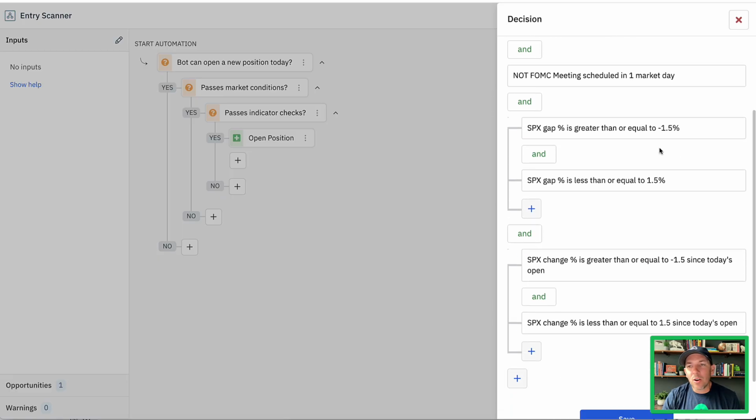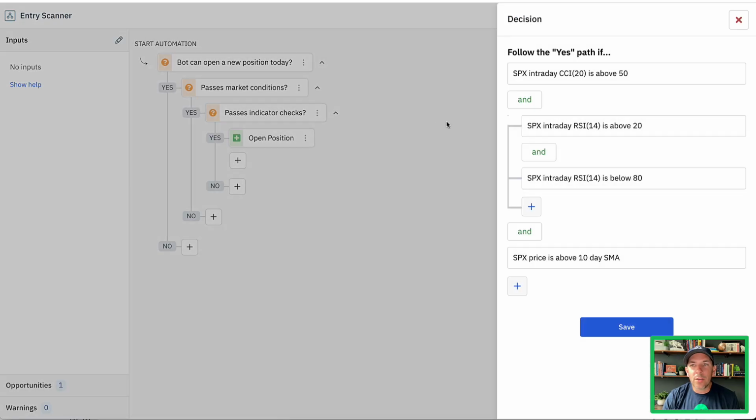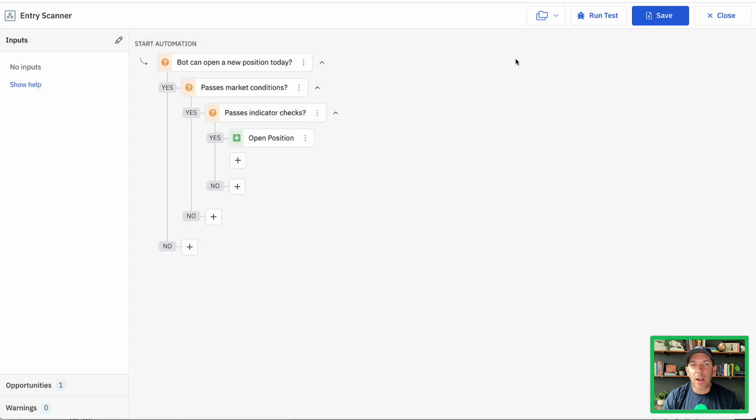And then again, you can see all the other additional things here that it needs to pass. So is the gap low? Is the change low? These are all kind of our filters. And then you had your one other set of checks, which is CCI is above 50, RSI is above 20 and below 80, and SPX is above its 10-day moving average. So these are all of your other technical indicators that you added in there as well. So that all kind of checks out.